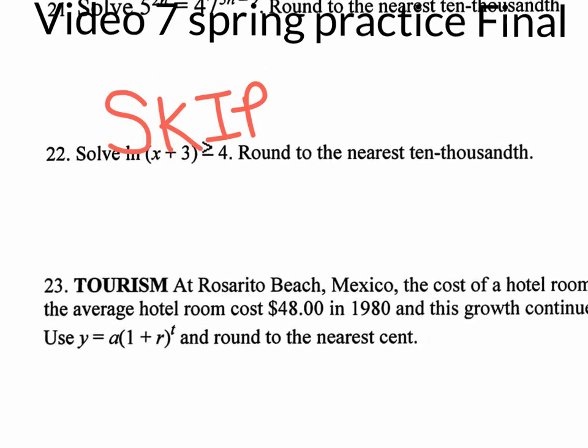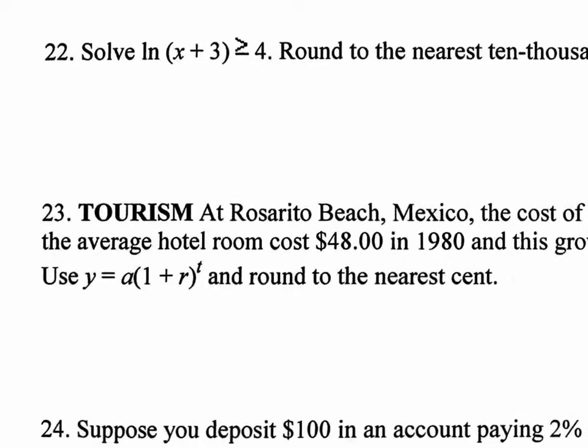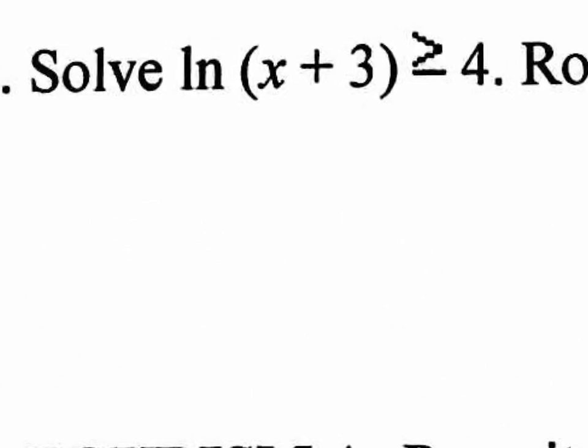Moving on, number 22. Number 22, they want us to solve this logarithmic inequality, and they want us to round to the nearest 10,000th, which means we might get decimals. Let's zoom in. Now, remember, ln is really log base e. So if that helps you out, you might want to rewrite ln as log base e.